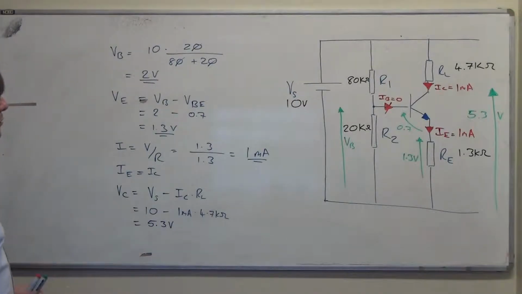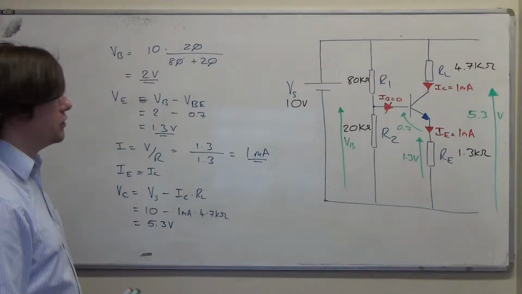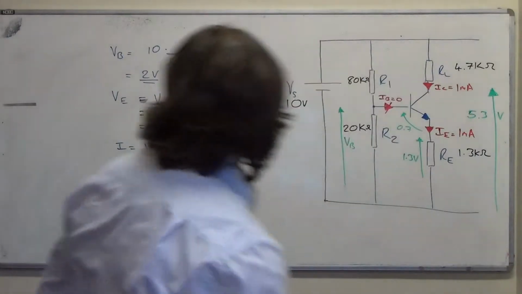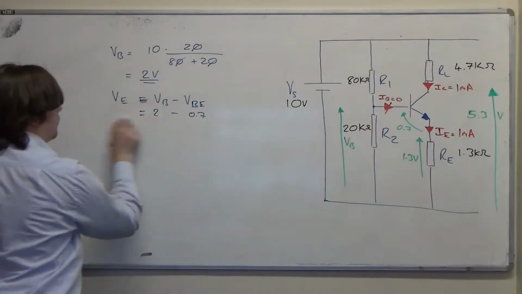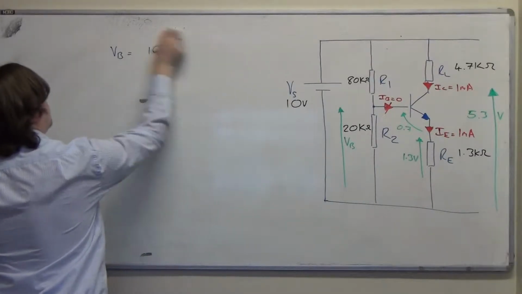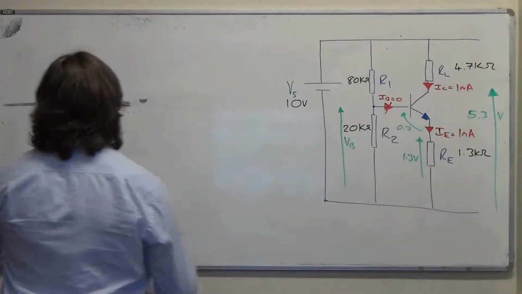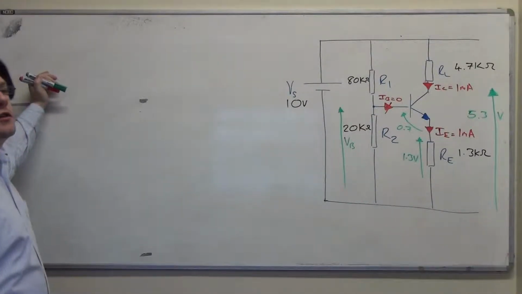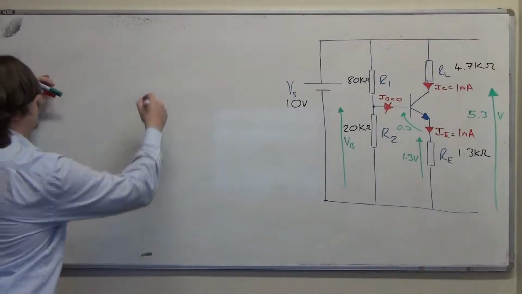So that's where we could stop, but it would be nice to figure out if our assumption about IB being negligible actually does hold. So what we can do is say, well, what's the range of HFE of our transistor? For the sake of argument, let's imagine I measured the transistor's HFE exactly for the transistor I was going to use, and the value turned out to be 100.